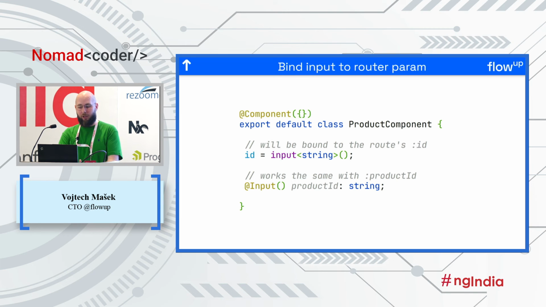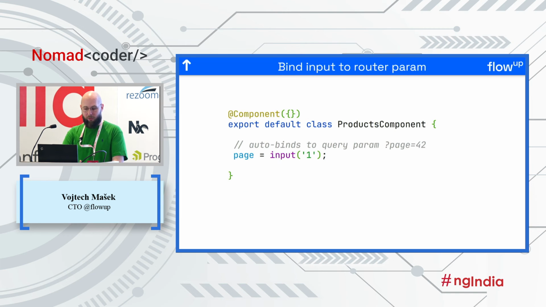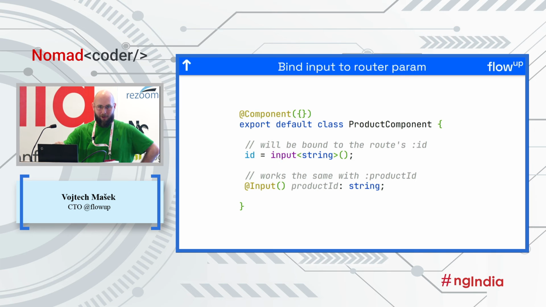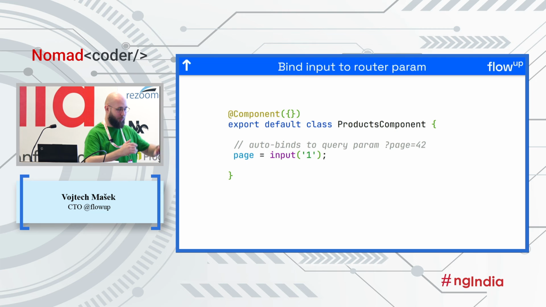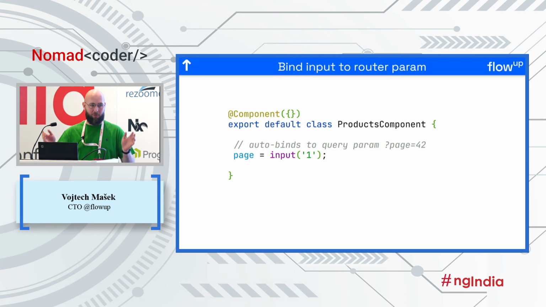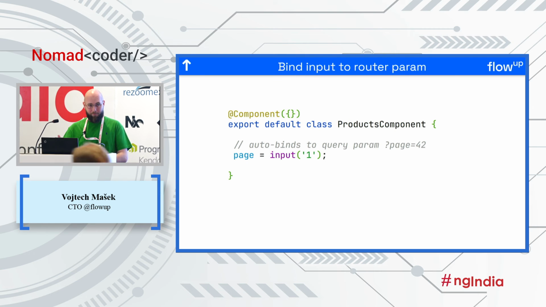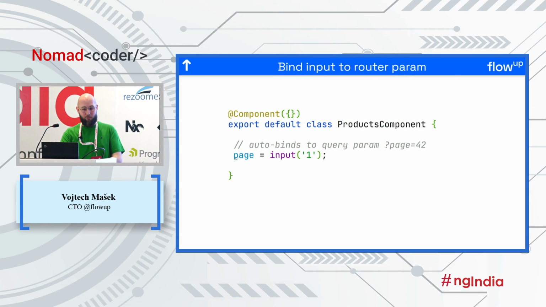What can you do with this? Well, now that we know that we can bind input to router param and that we can also use input transform, we can first of all have input. Sorry, I jumped ahead. Not only does it bind to params from the route config, it also binds to query params. So if you use a query param, for example page, which is a very commonly used parameter, you just paginate all of the products in the list, and you can auto bind this too. It will pick it up.